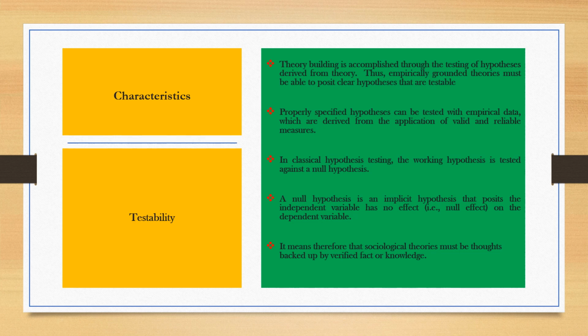The other important characteristic of theory is that of testability. Testability means that theory building is normally accomplished through the testing of hypotheses that are derived from theory. Therefore, empirically grounded theories must be able to posit clear hypotheses that are testable. When you talk about empirically grounded theories, it means theories that have been developed through actual field-based studies where information and data is obtained from primary sources.